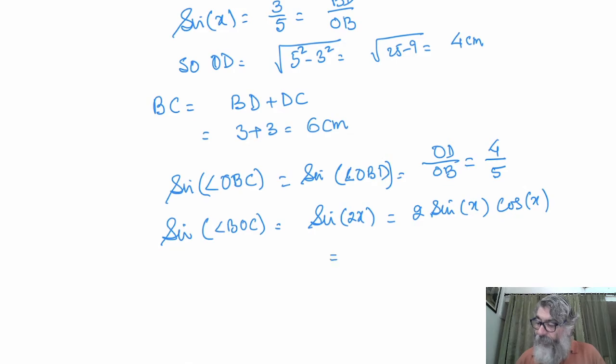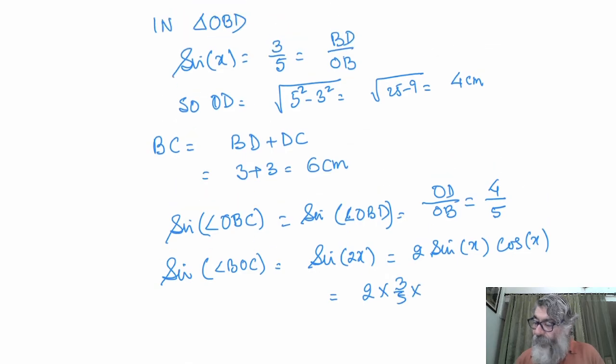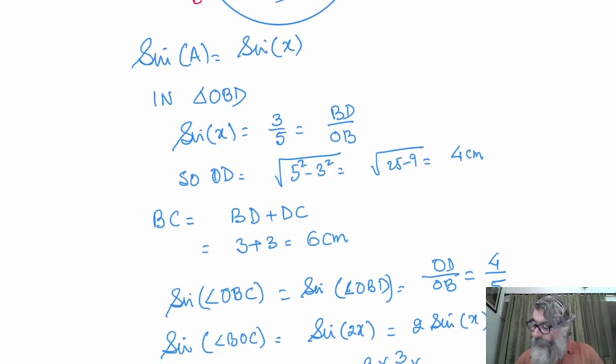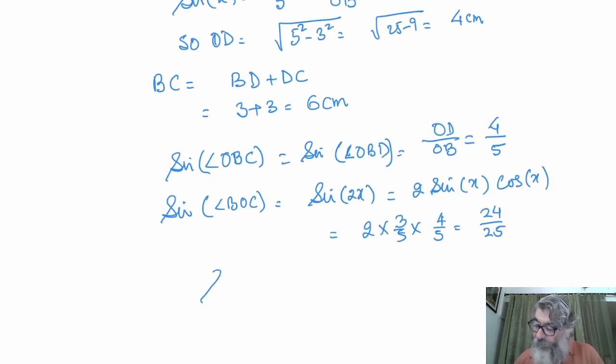We have already calculated the value of sine x as 3 upon 5. And what is the value of cos x? Cos x will be base upon hypotenuse, 4 upon 5. So it will become 2 into 4 into 3 is 24 upon 25. So sine of angle BOC, which is sine of 2x, is 24 upon 25.